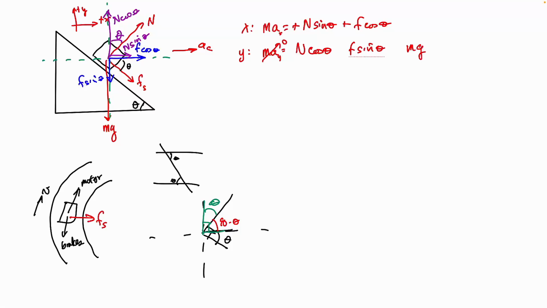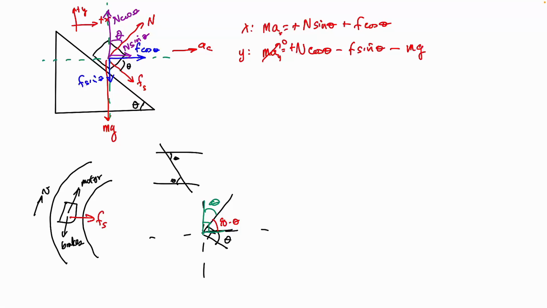I'm concentrating on getting my forces down first. Now I'll go back and get the directions. N cosine theta, which way does it point? Positive or negative? That's a positive one. F sine, negative. Mg, also negative.